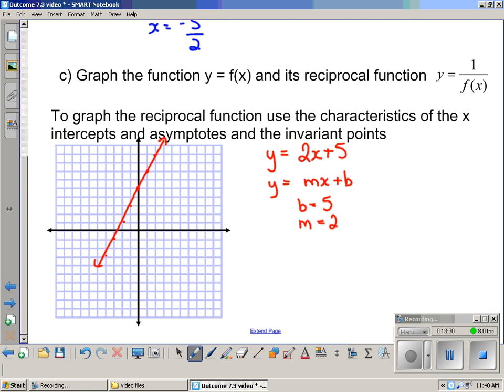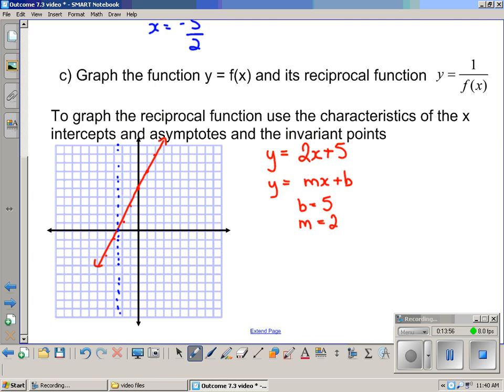So that's the graph of y equals 2x plus 5. To graph the reciprocal, I'm going to use blue. I know that I have a vertical asymptote where f of x crosses the x-axis. So my vertical asymptote comes in here.